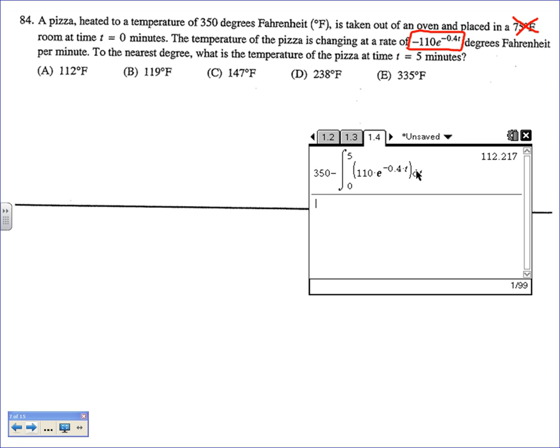It's not needed. All we need to do is say, if this is out in the room cooling at this rate, how much accumulated cooling is there in those 5 minutes. So we take that rate, which is negative 110 e to the negative 0.4 t, and we accumulate from 0 to 5 minutes, and we add that to our initial temperature, 350. And our result is 112.217. It says to the nearest degree, so A is our answer on 84.